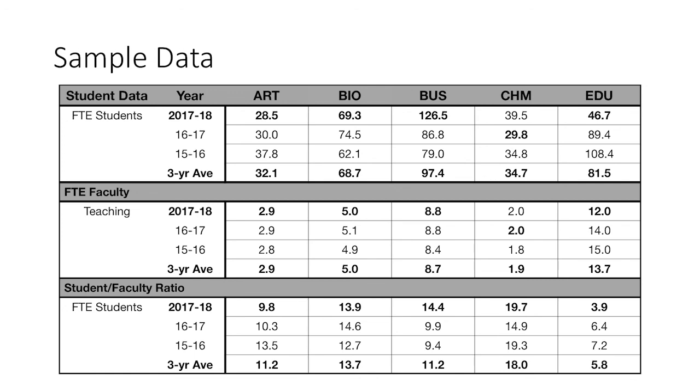In the chemistry department, when you've got a ratio of 19.7 FTE students to 1 FTE faculty member, that's telling you that's a really heavy faculty load. And in teacher education, it's telling you just the opposite. You've got people who don't have enough assignments. They're not teaching enough students. So it's helpful data when looking at what's happening across departments or across time.